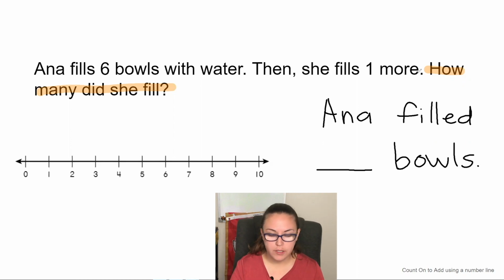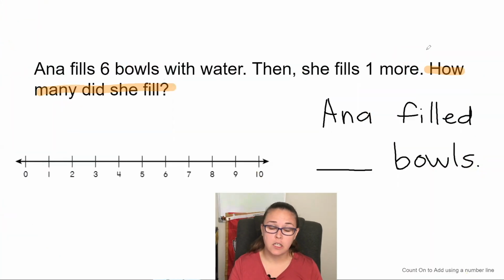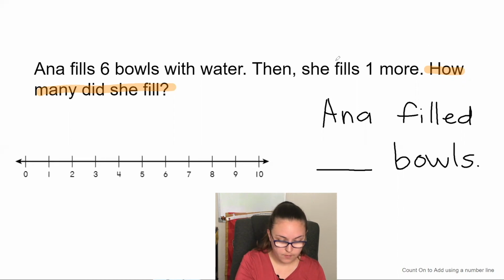Now let's go back and reread the question and let's find out where we're going to start on our number line and where we're going to end on our number line, or how many we're going to count on rather. So the first step, let's read the first sentence and find out how we start on our number line. So Anna fills 6 bowls with water. Can you find 6 on your number line? What if you can't find 6? Do you think you can count from 0 to 6? Awesome. Let's start at 1. 1, 2, 3, 4, 5. Oh, and there is 6. Great job.